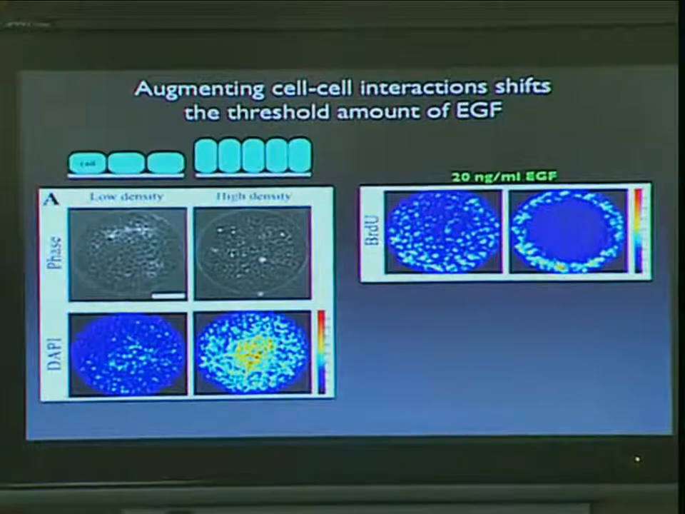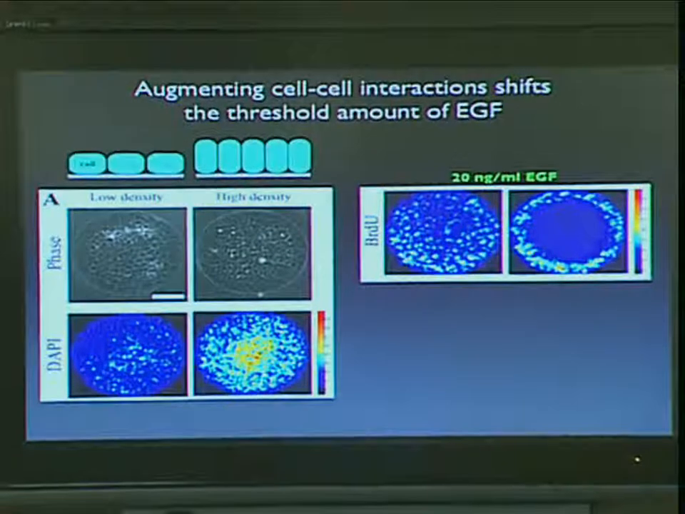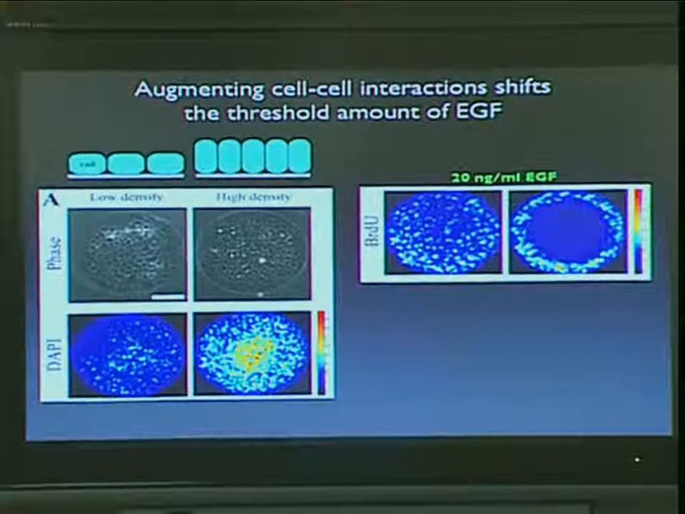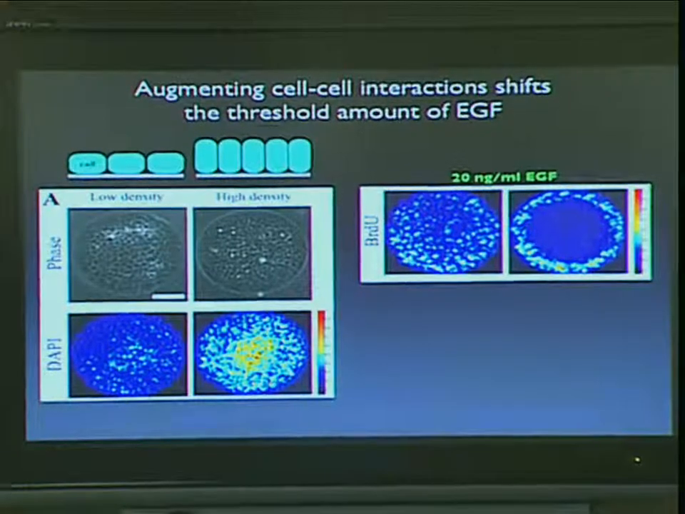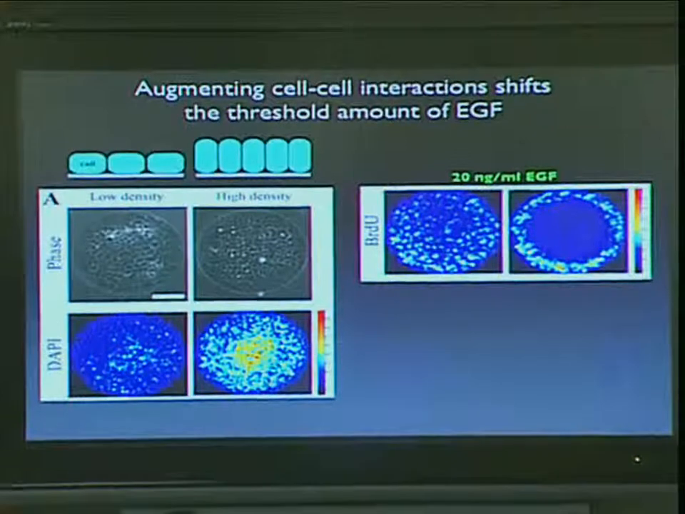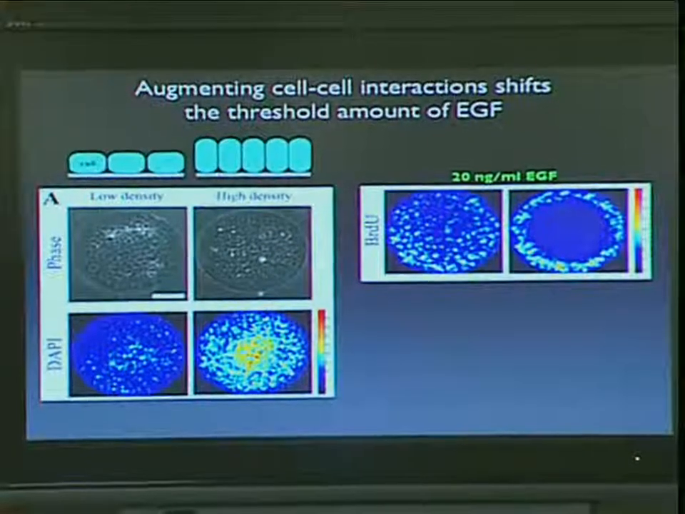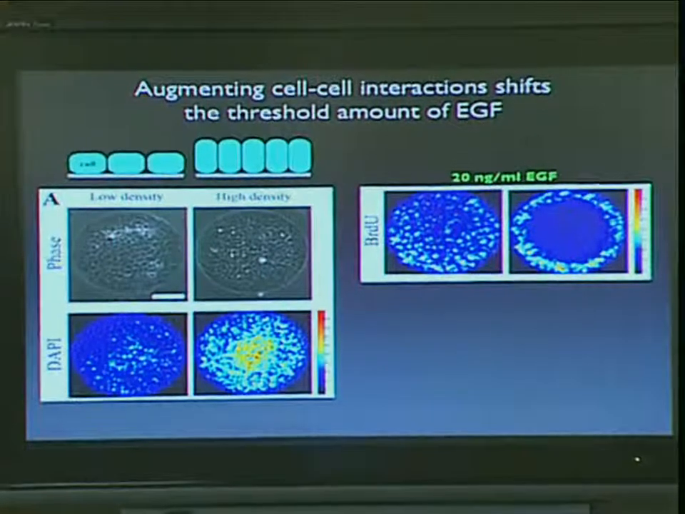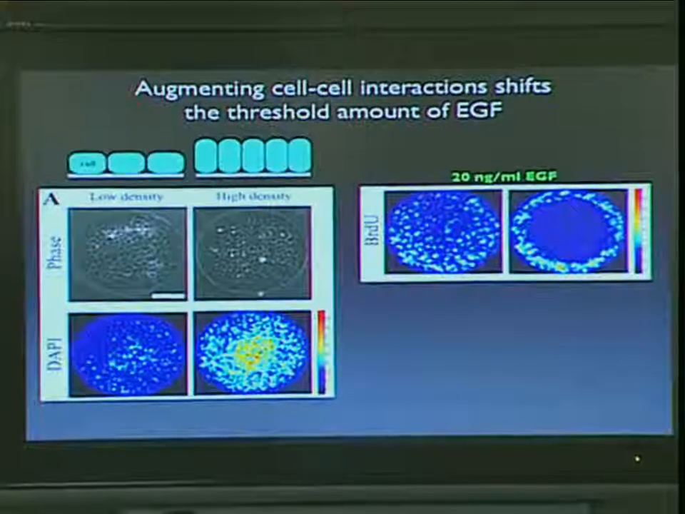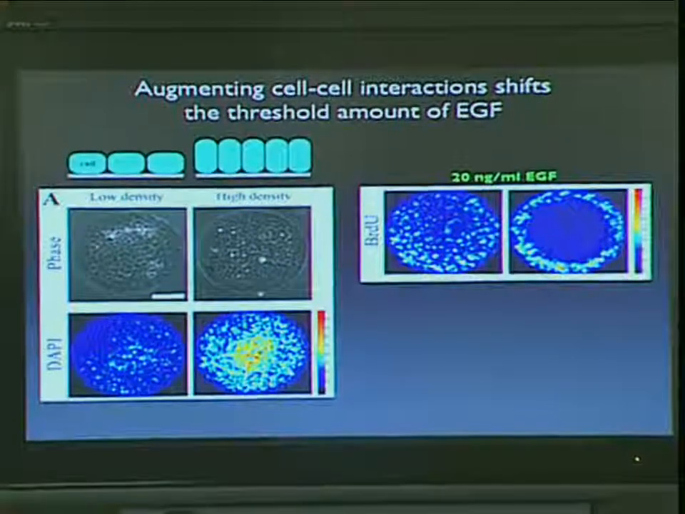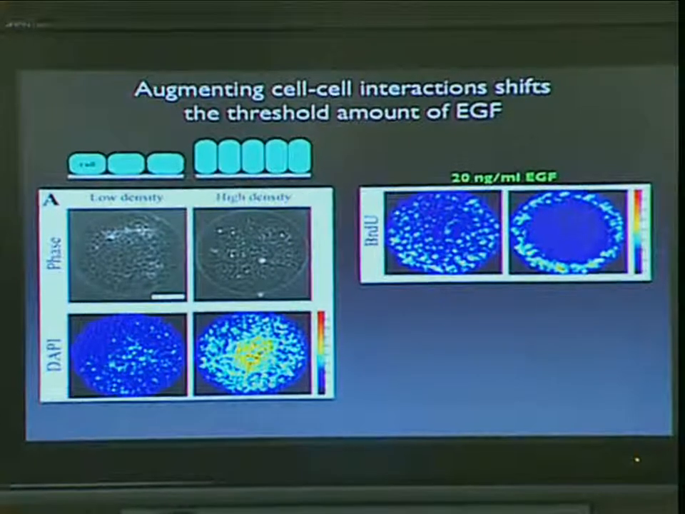And what's important is shown here. If we treat the cells with a very high dose of EGF, larger than anything I've discussed so far, 20 nanograms per mil, we can induce a spatial pattern in division. This is the BrdU DNA synthesis marker in this high density of cells. Okay, so enhancing cell-cell interaction induces the spatial pattern at a much higher level of EGF, suggesting the threshold has increased.